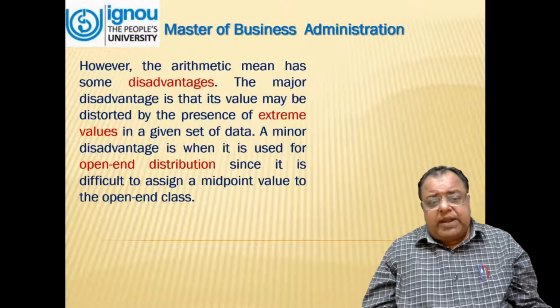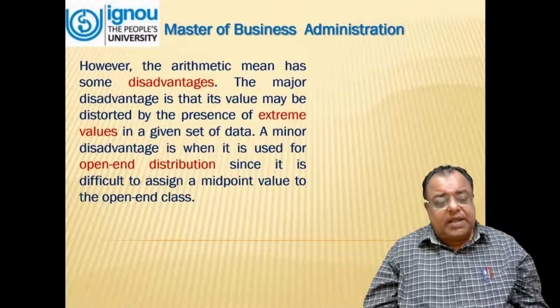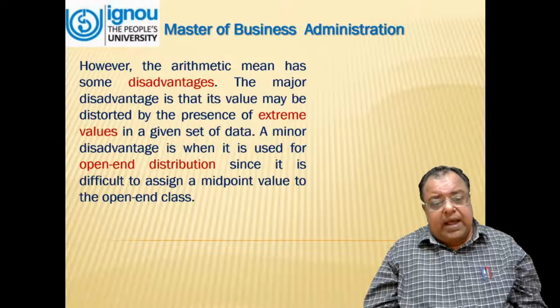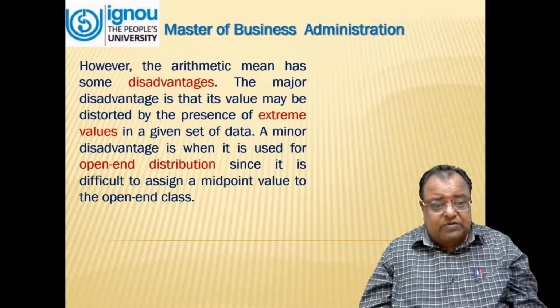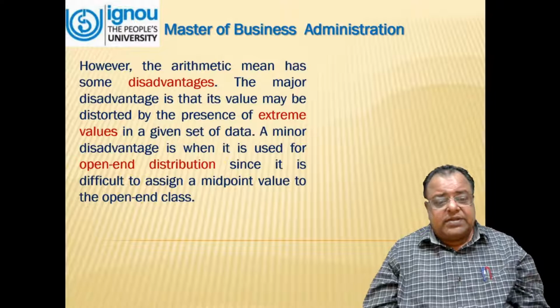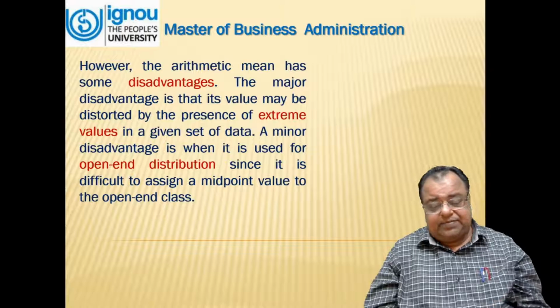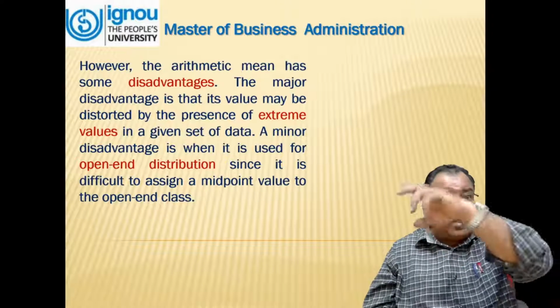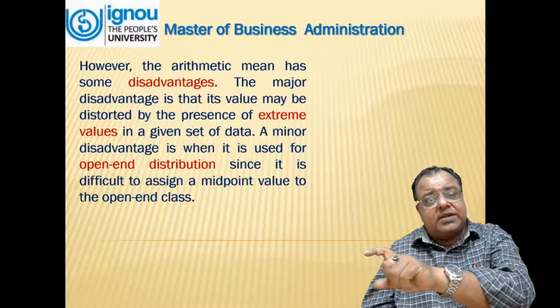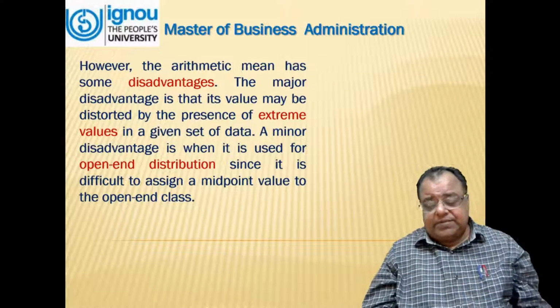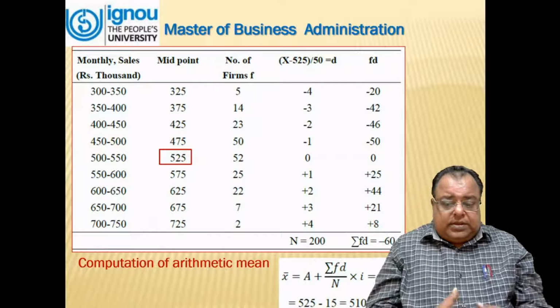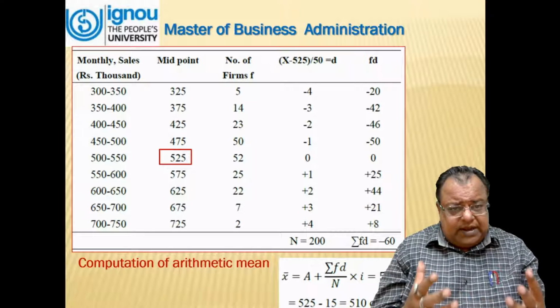However, the arithmetic mean has some disadvantages. The major disadvantage is that its value may be distorted by the presence of extreme values in a given set of data. And a minor disadvantage is when it is used for open-ended distribution, since it is difficult to assign a midpoint value to the open-end class. That means open-end means 25 and above. So we don't have the last number for its calculation. This is basically a problem here.